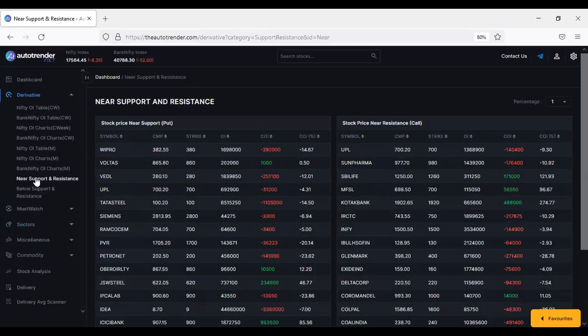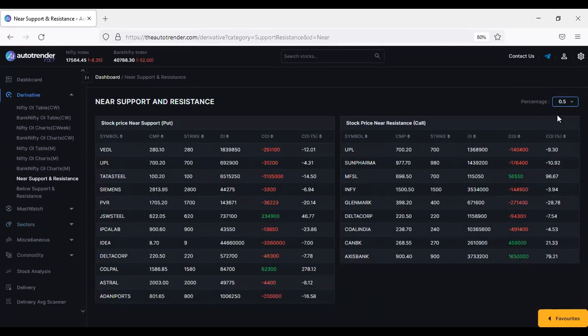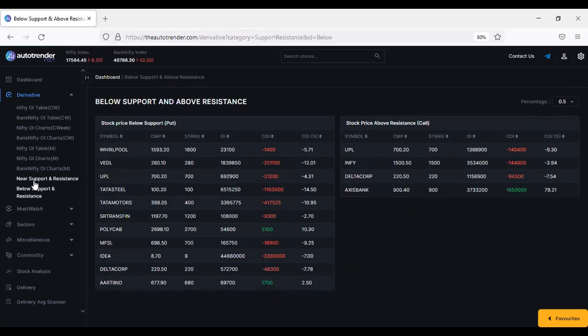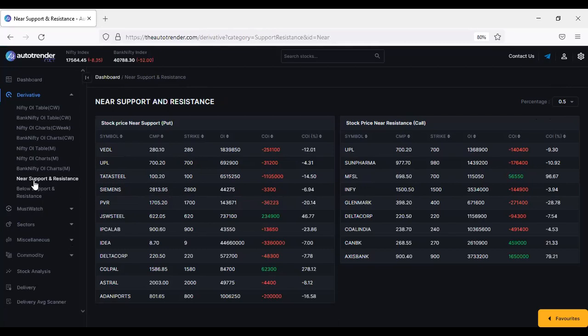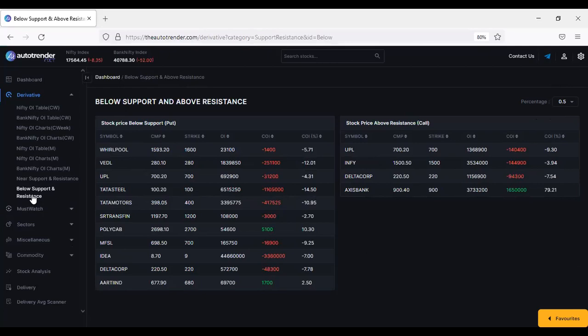This near support and resistance tab is for the stocks which might be on your watch list today and might break above resistance or break below support. So the data is cooking. This is an underripe fruit and this is a ripe fruit. This is underripe, so you need to make a watch list first and then take a call. And in this tab, near support and resistance, it is unfinished business. This is actually a ripe fruit.